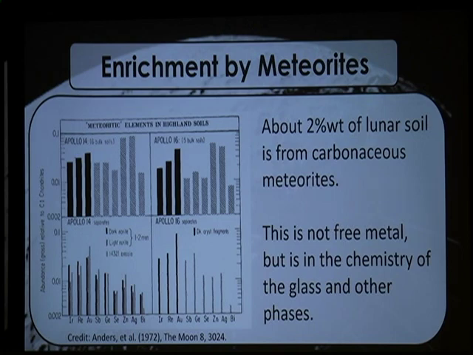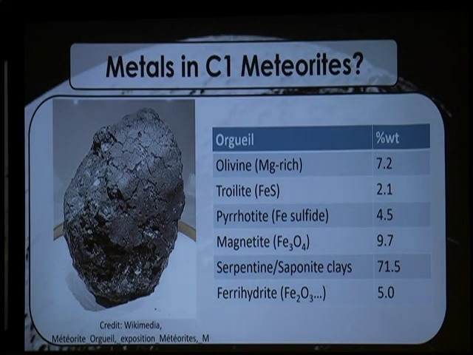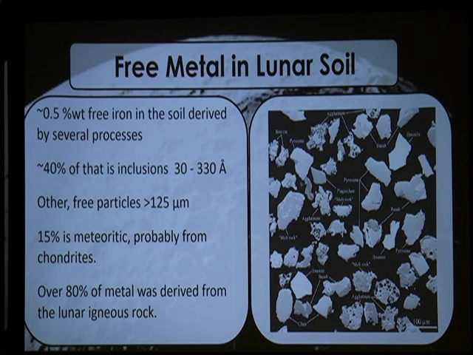That 2% does add up to the entire inventory that we would expect to be there. So where does the metal come from? There is about 0.5 weight percent of free metal in the soil of the moon. But when we say free, we don't mean it's all physically free. About 40% of that is inclusions that are 30 to 300 atoms wide, little tiny particles. And when you read the literature, they call them particles, and it might be confusing. You might think that those are sand particles.